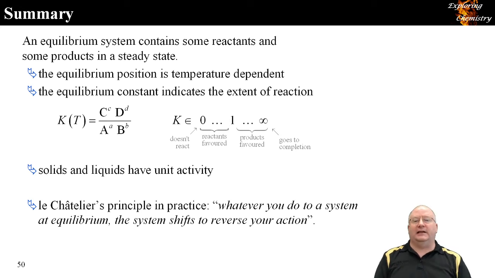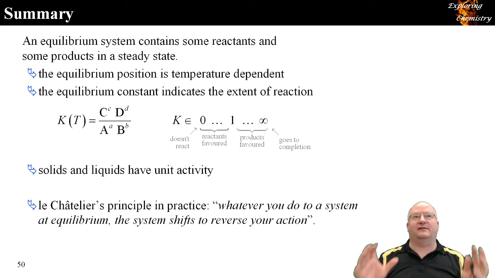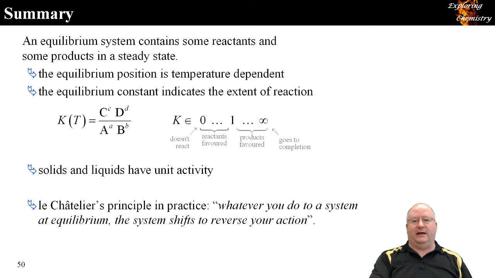We looked at solids and liquids, and we discussed briefly the idea of activity, which is why we can exclude solids and liquids from our equilibrium constant expressions. They have unit activity. They need to be present, but once they are present, they're not going to affect the amount formed. We have Le Chatelier's principle, or the primary factors that affect equilibrium, as well as the secondary factors. Primary factors affect the entities present in the equilibrium expression. Secondary factors affect the environment that they are in.